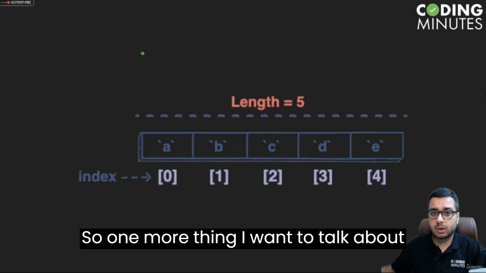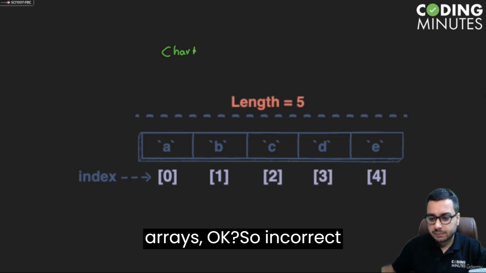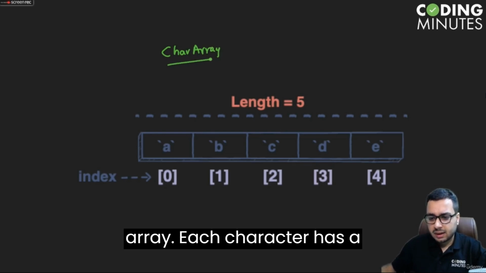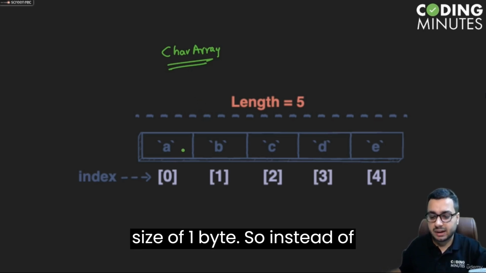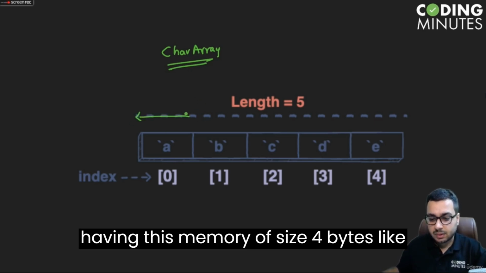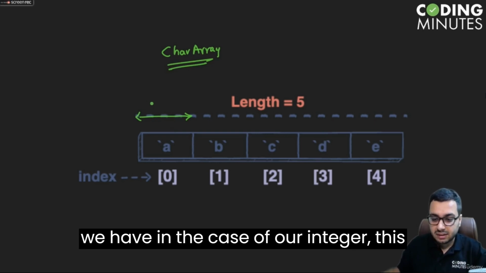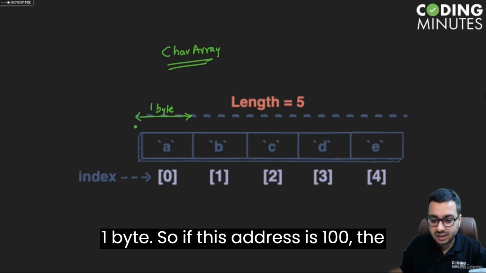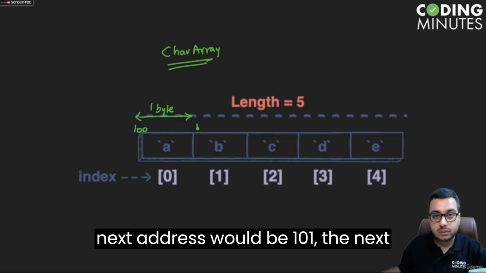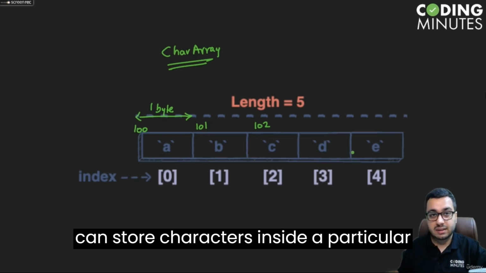So one more thing I want to talk about is character arrays. In a character array, each character has a size of 1 byte. So instead of having a memory of size 4 bytes like we have in the case of an integer, this memory is of 1 byte. If this address is 100, the next address would be 101, the next would be 102, and this is how we can store characters inside a particular array.